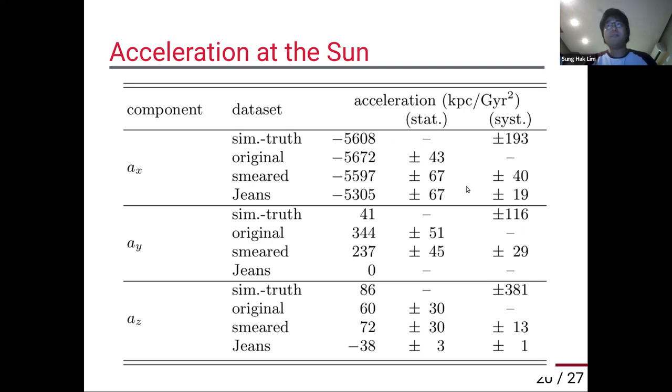And for the smeared one, this is really the error propagation from the measurement errors. So actually those two uncertainties are slightly different. We just group them as systematic uncertainties in this table. Is it enough? Yeah, thank you.